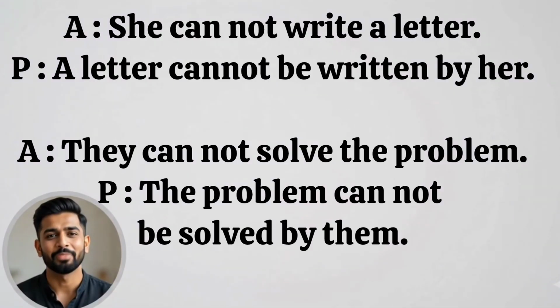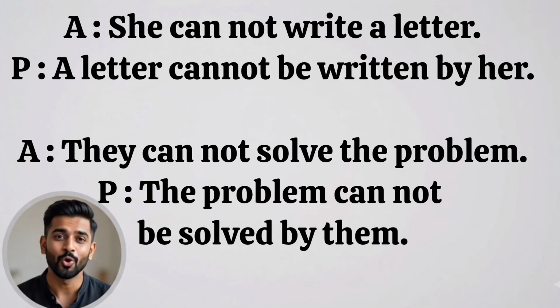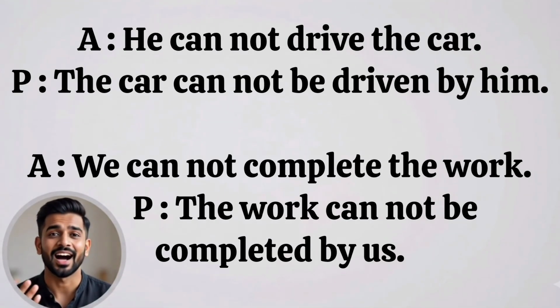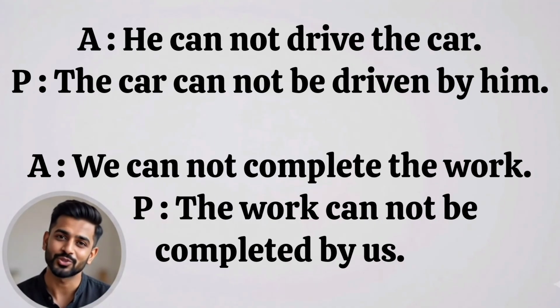She cannot write a letter. Passive, a letter cannot be written by her. 7. Active, they cannot solve the problem. Passive, the problem cannot be solved by them. 8. Active, he cannot drive the car. Passive, the car cannot be driven by him.